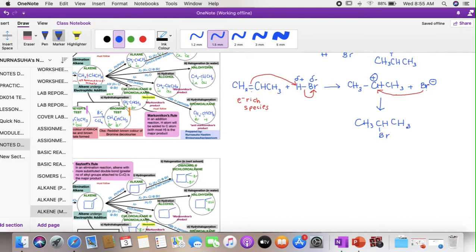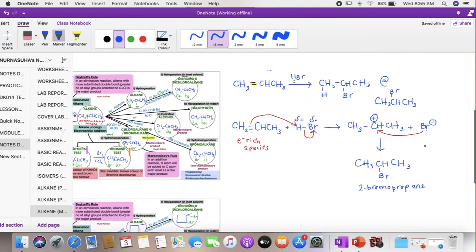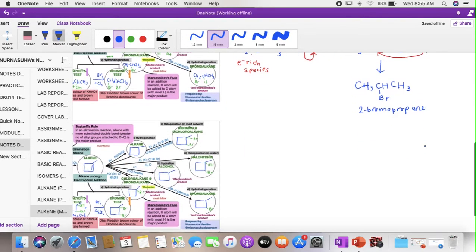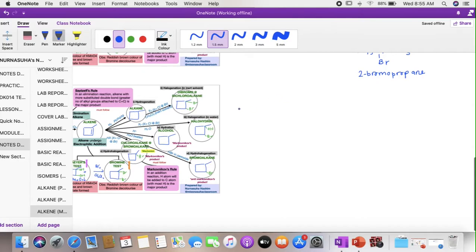Okay, so that's how we got 2-bromopropane. Okay, I show you another one. Let's do the mechanism for hydrohalogenation for methylcyclobutene.